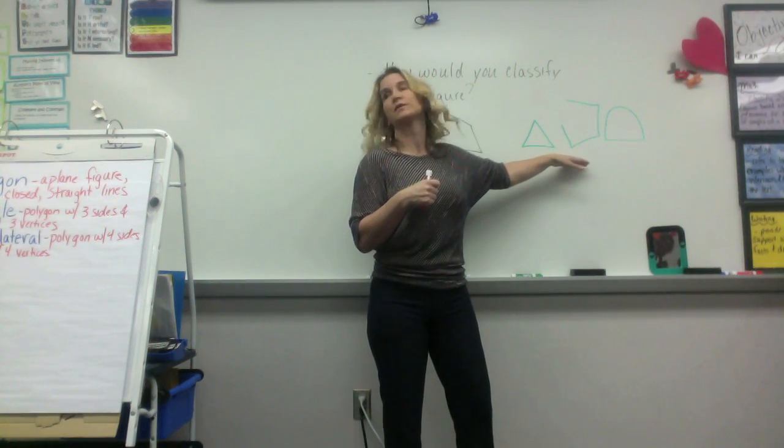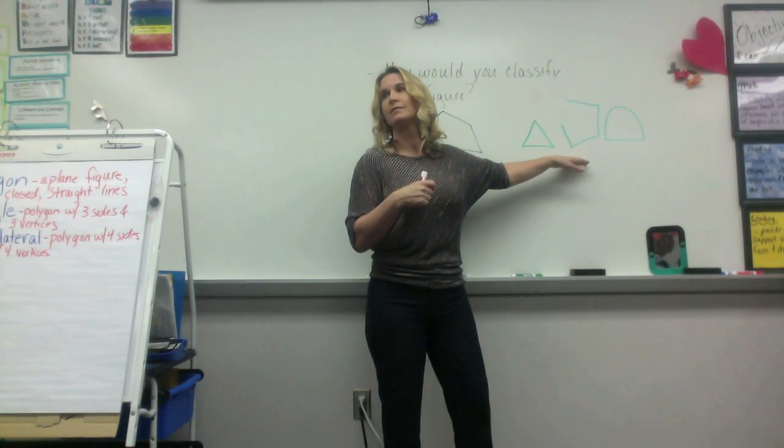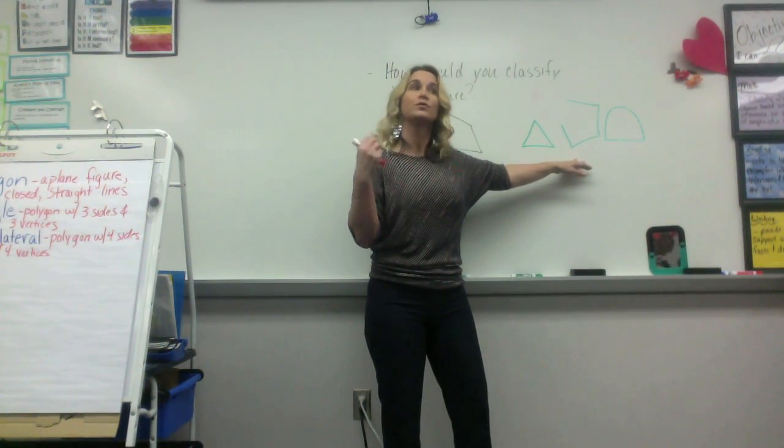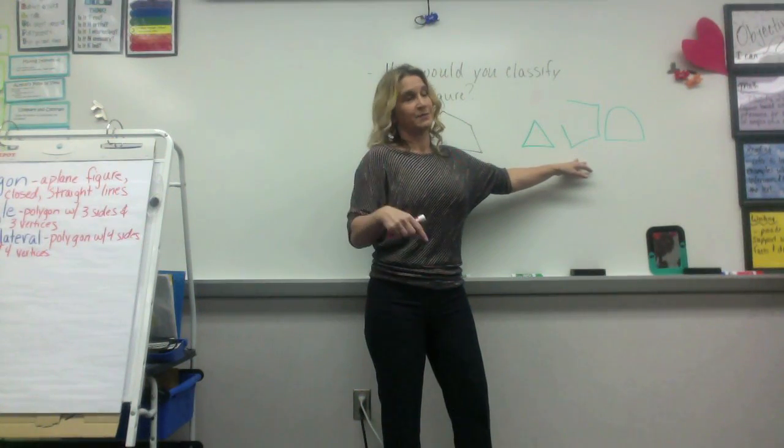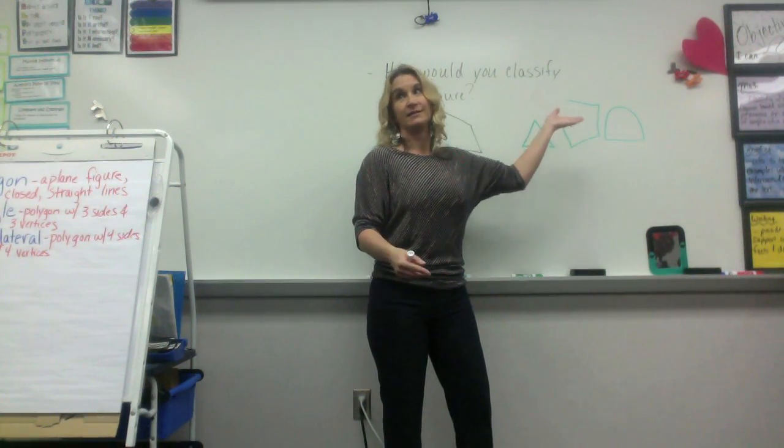Very good. Avani, this one has four sides. Four sides, but it's not closed. Four sides, but it's not closed, and one of the rules for the quadrilaterals is? It has to be a polygon, which has to be closed. It has to be a polygon, which means it has to be closed, and it is not closed.